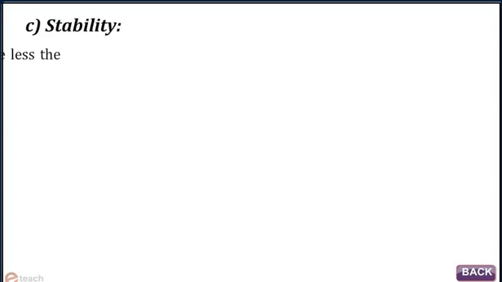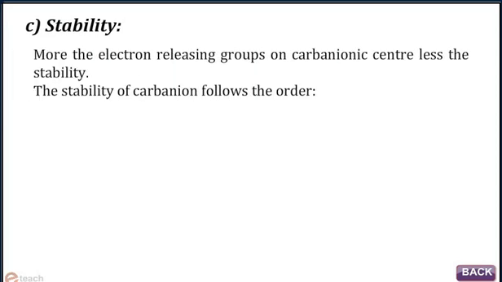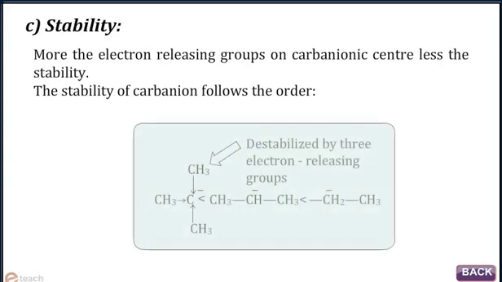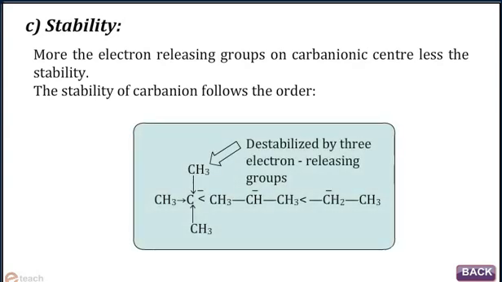Stability. The more the electron releasing groups on the carbanionic center, the less the stability. The stability of carbanion follows the order: the reactivity of primary is greater than secondary is greater than tertiary.